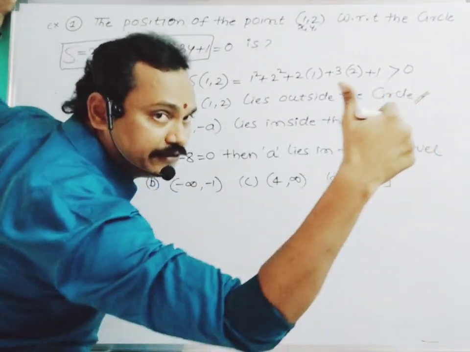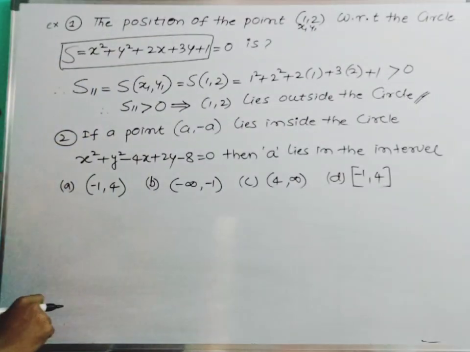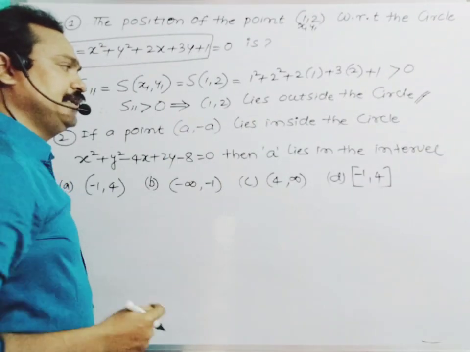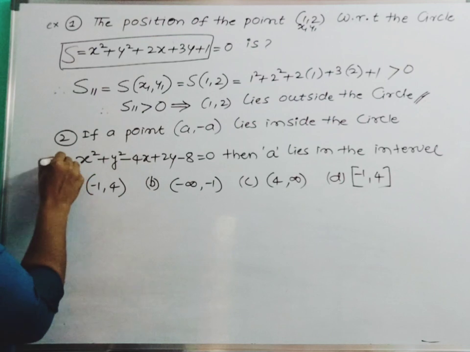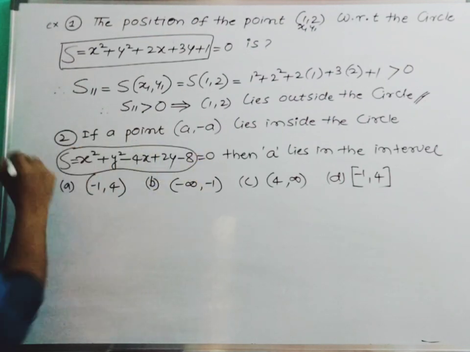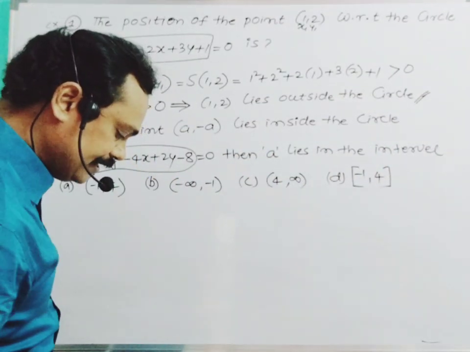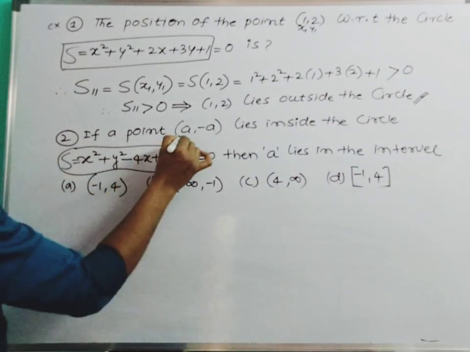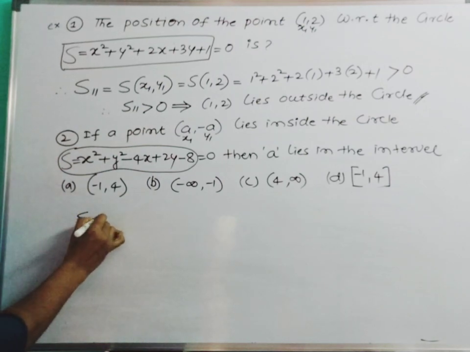Is it clear to all of you? Let's move on to the next question. If a point A comma minus A lies inside the circle, you have to consider this as given. Then A lies in which interval? This is x1, y1. Let's find out S11 first.